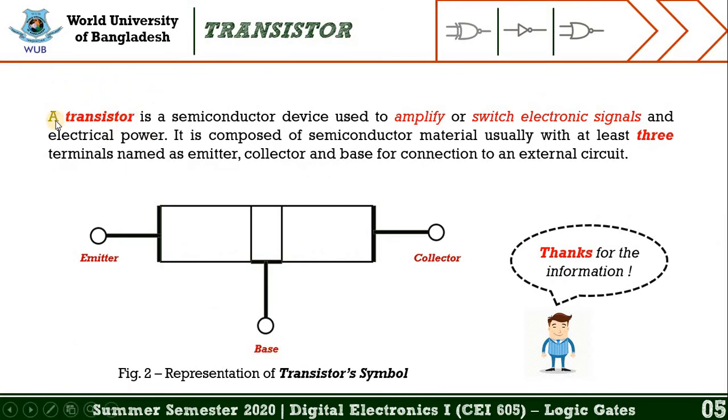From this slide, we will learn what a transistor is, which was mentioned in the previous slide. So let's start with the definition. A transistor is a semiconductor device used to amplify or switch electronic signals and electrical power. It is composed of semiconductor material, usually with at least three terminals, named emitter, collector, and base, for connection to an external circuit. Figure 2 represents the symbol of a transistor, and we already know that a transistor has three terminals: emitter, collector, as well as base.